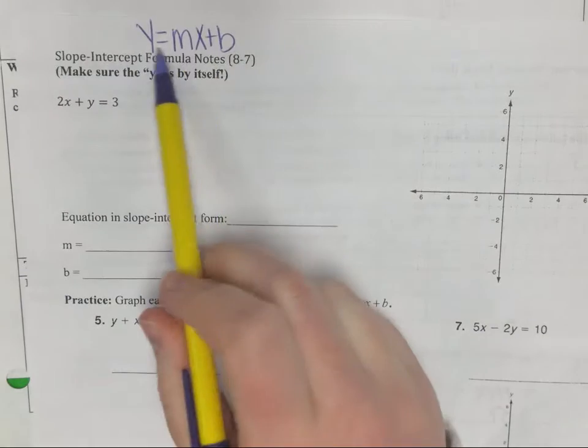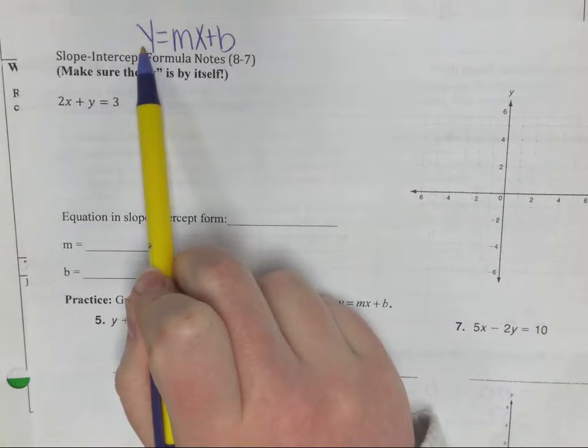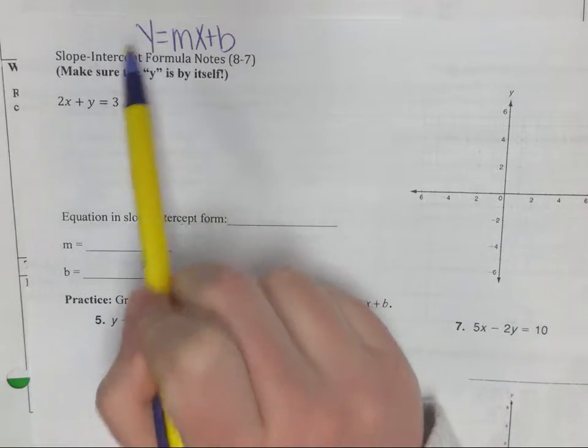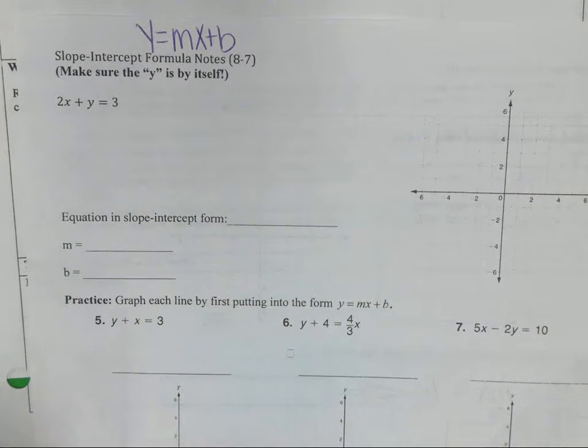In order for us to identify our slope and y-intercept, our equation has to look like this. Y has to be by itself. That's the only way we can tell what our slope is. It's the only way we can tell what our y-intercept is.